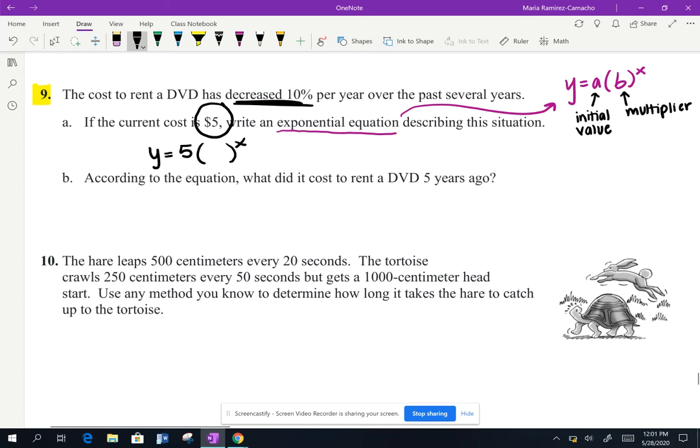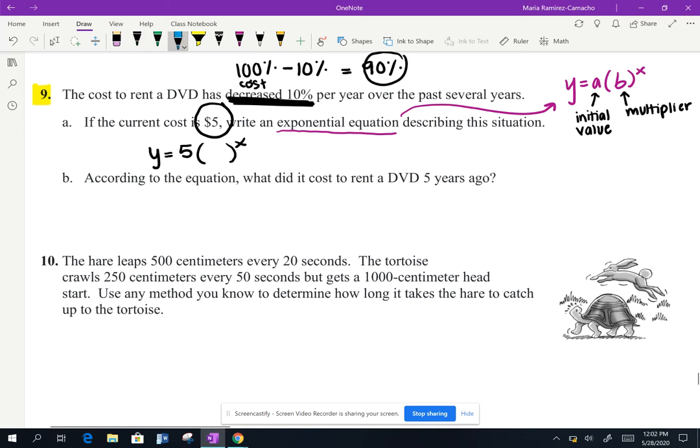So remember that when we convert a percent increase or decrease to a multiplier, we start off with 100%, and this represents the price. For this problem, it represents the cost of renting a DVD. If we're decreasing by 10% per year, are we taking away 10% or adding 10%? We're taking it away. 100% minus 10% is 90%. So this is what we're left with, this 90%.